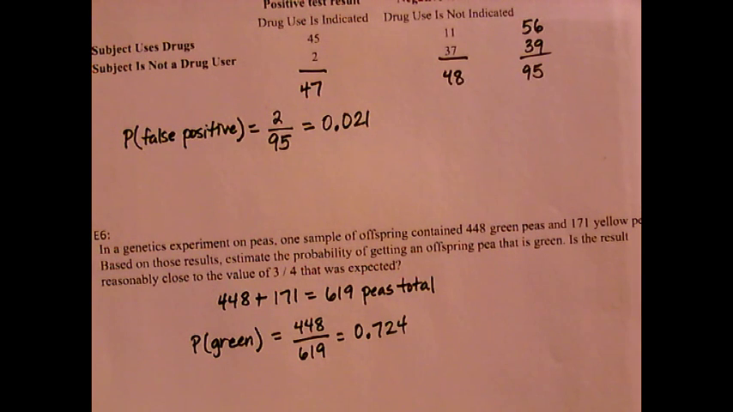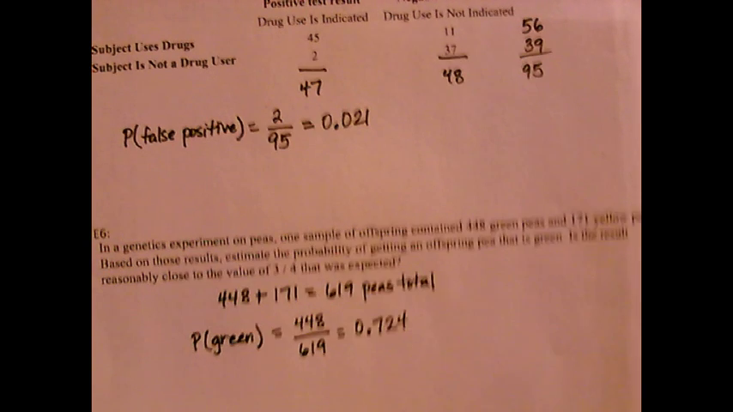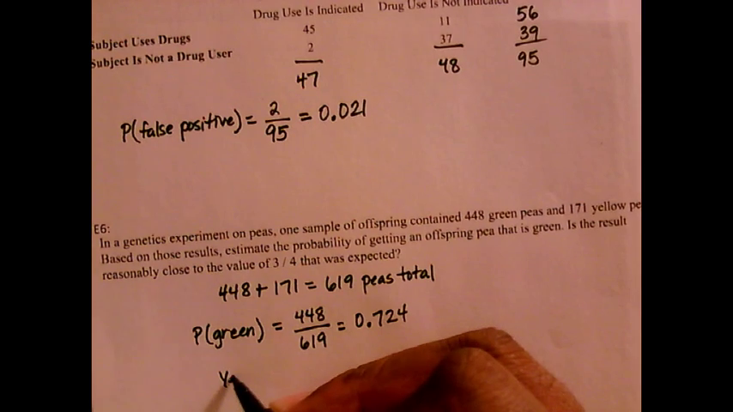And is that reasonably close to the 3/4 that was expected? Well, 3/4 is 0.75, and 0.724 is close to it, so we can say that yes, it is reasonably close.